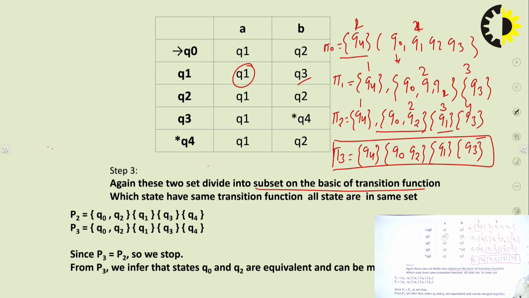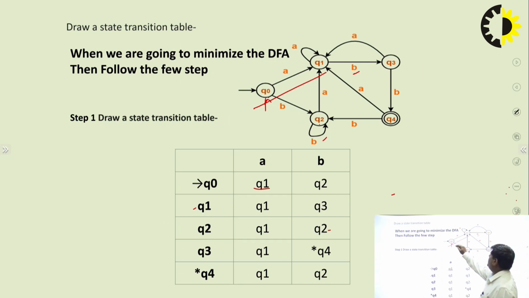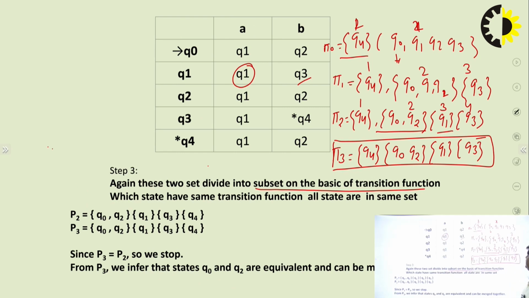Without minimization, how many states exist in this given problem? 1, 2, 3, 4, 5. And after minimization, 4 states remain. It means Q0 and Q2 are minimized into a single state. Q4 is not minimized, Q1 is again not minimized, and Q3 is again not minimized. Now this is your answer.